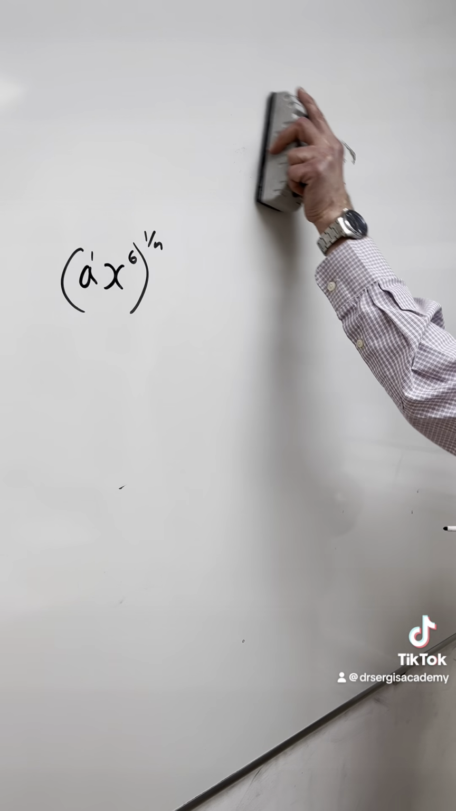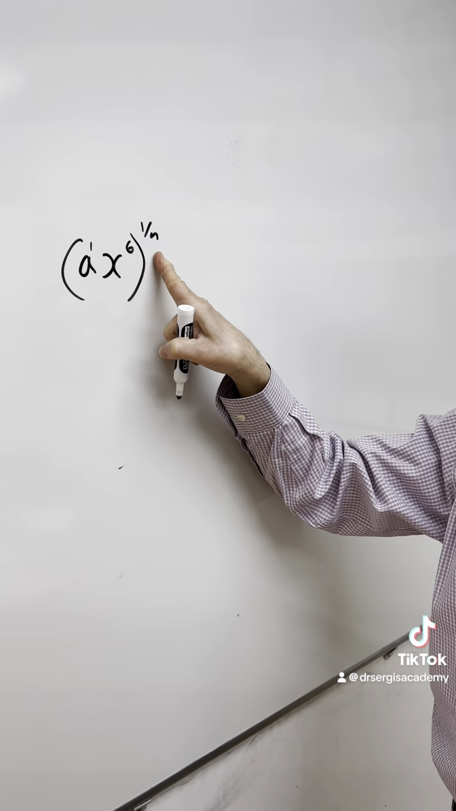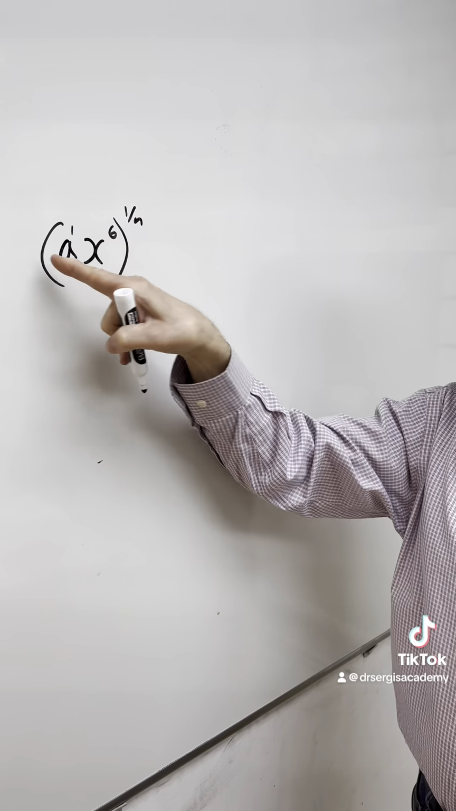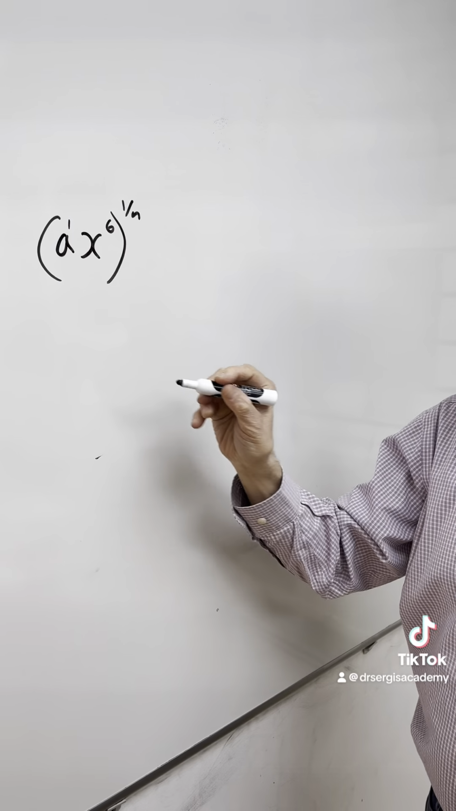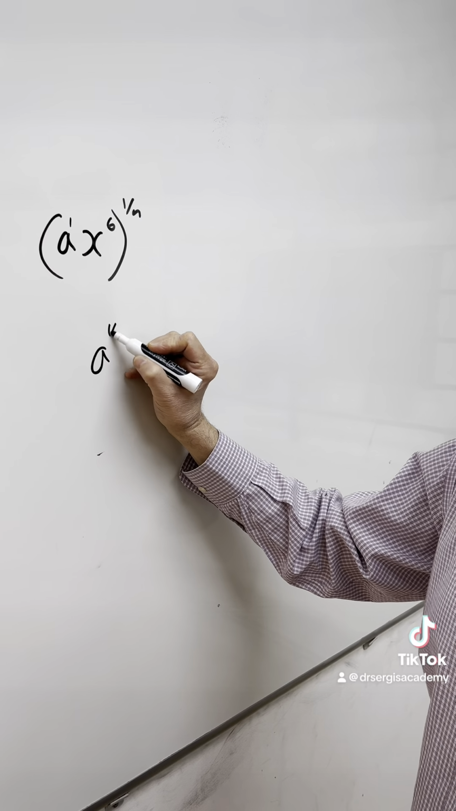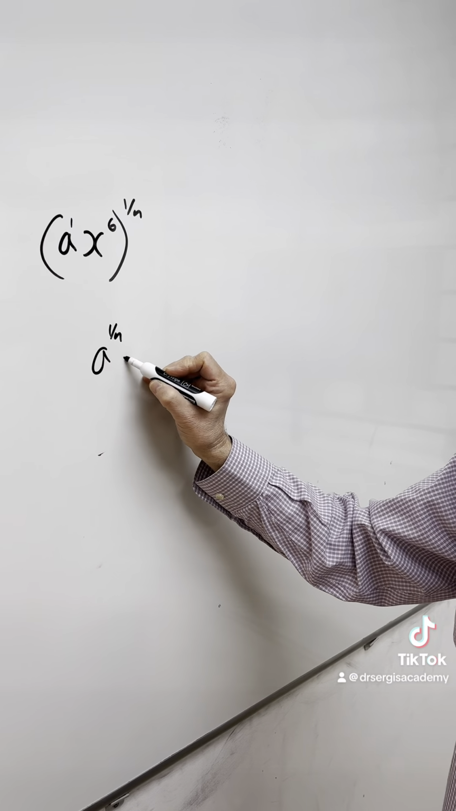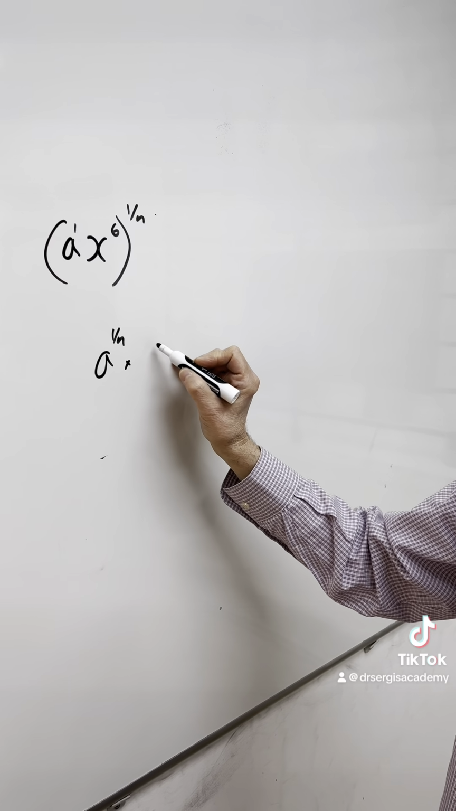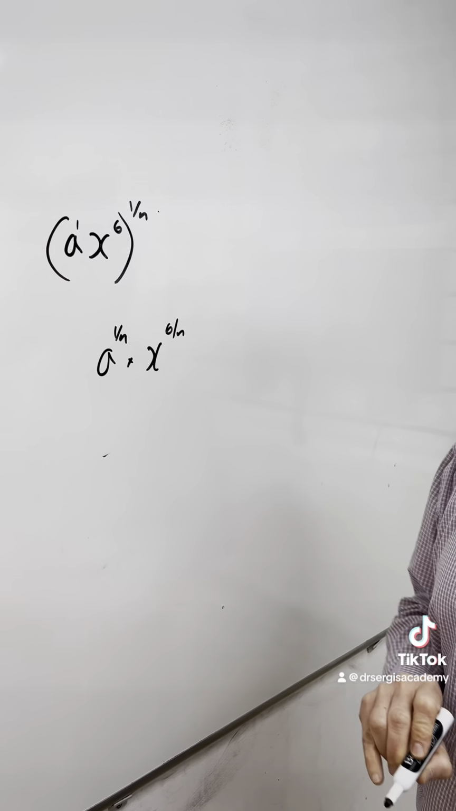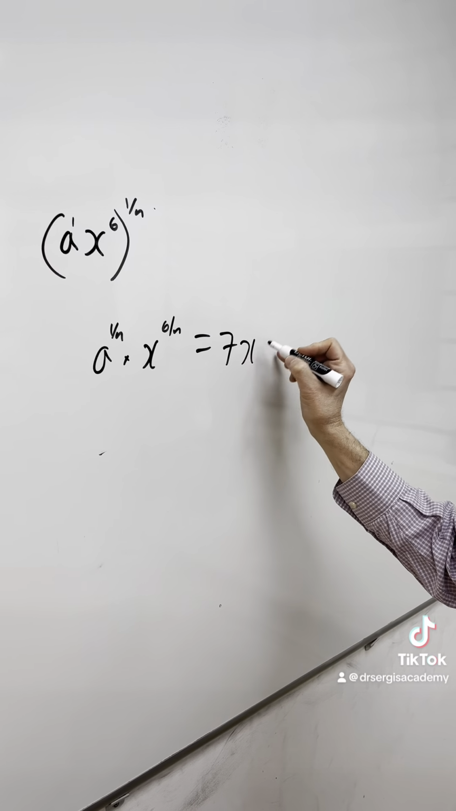So we can multiply the index, which in this case is 1 over n, a root as we said before, times every index within the bracket. So it'll be 1 times 1 over n, which is 1 over n, because 1 times 1 over n is 1 over n. And then 6 times 1 over n is 6 over n, so x to the power of 6 over n. And that's equal to 7x cubed.